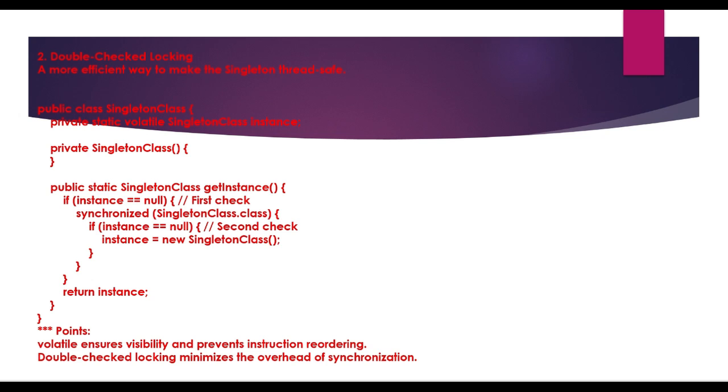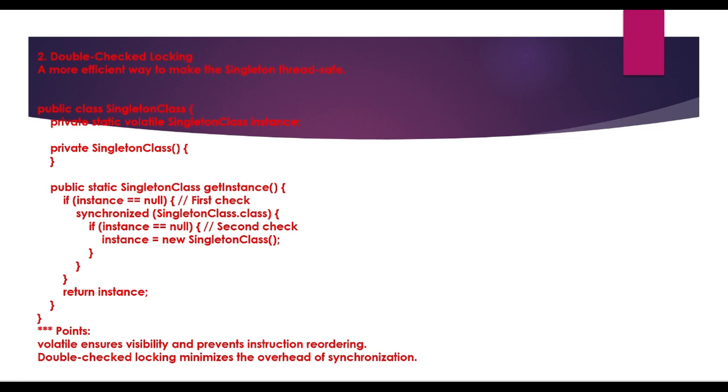What will happen if the first if itself is satisfied? If it is null, then it enters. But if it is failing, it will definitely return the instance that is already created. So this is the purpose of having this double-checked locking scenario.